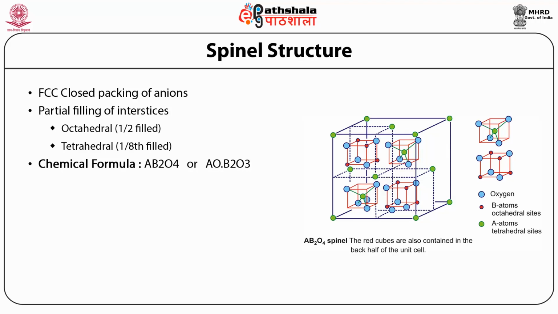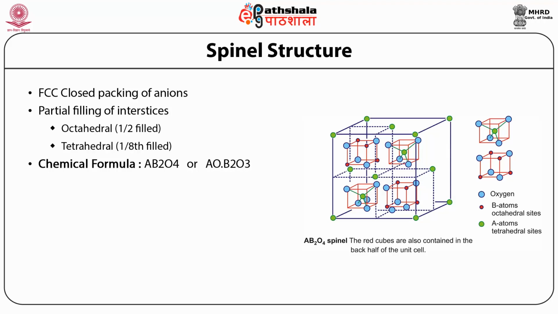A spinel unit cell is made up of 8 FCC cells and oxygen ions in the configuration 2 by 2 by 2. So, it is a big structure consisting of 32 oxygen atoms, 8 A atoms and 16 B atoms. This complete arrangement is shown in the figure on the right hand side. So, depending on how cations occupy different interstices, spinel structure can be normal or inverse.